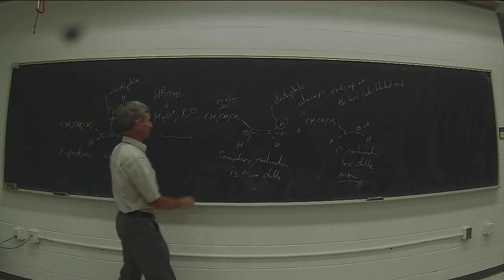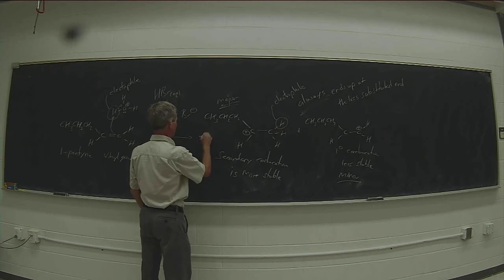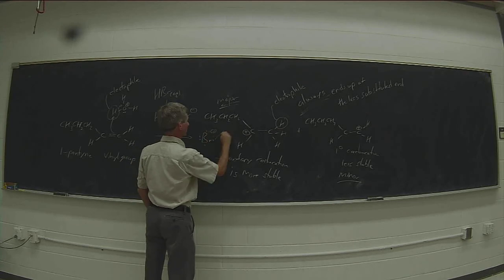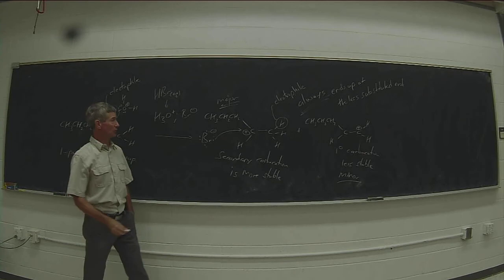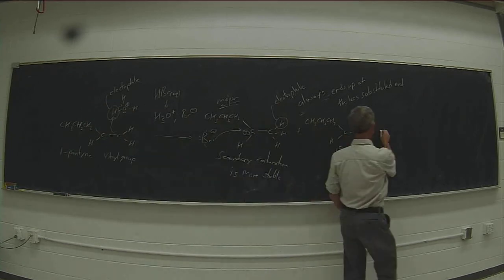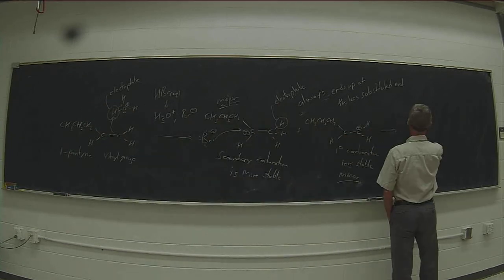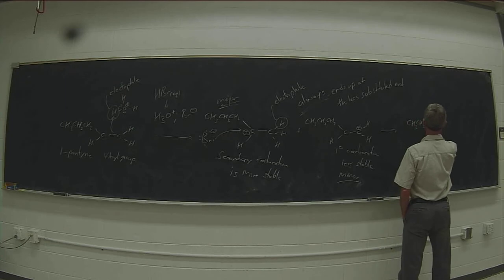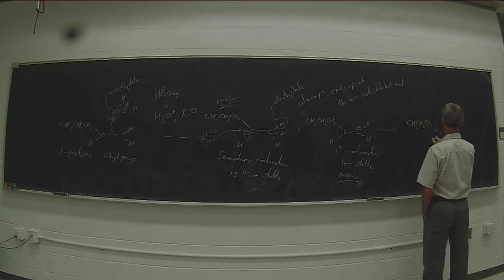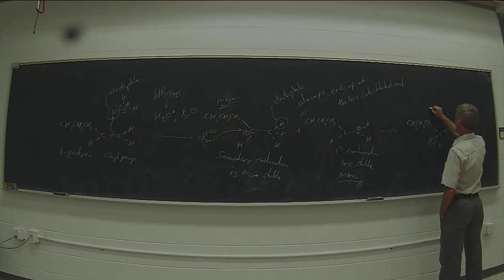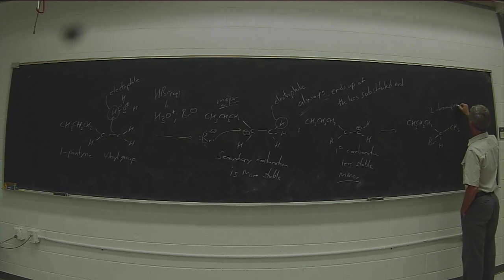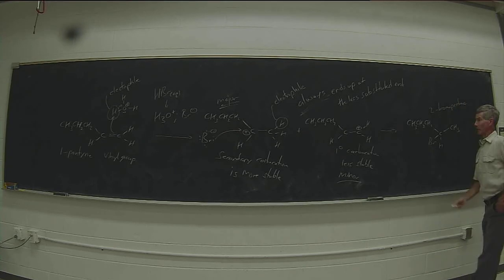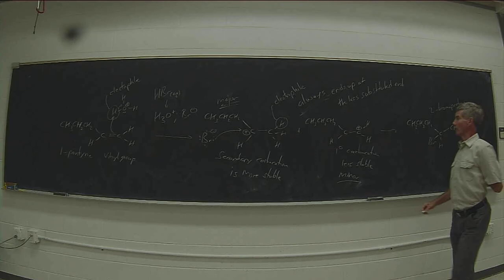When bromide comes in, then it will primarily attack at the 2 position, and we will end up with, as a major product, 2-bromopentane rather than the corresponding 1-bromopentane.